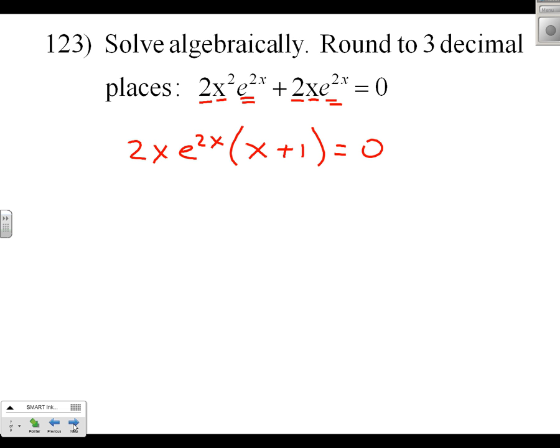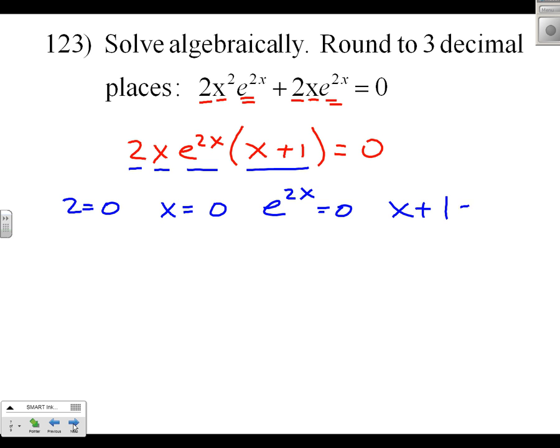So I've got a factor of 2, a factor of x, a factor of e to the 2x, and a factor of x plus 1. So either 2 equals 0, or x equals 0, or e to the 2x equals 0, or x plus 1 equals 0. One or more of those must be the case. Well, 2 is not going to equal 0. X could equal 0. There's a solution.